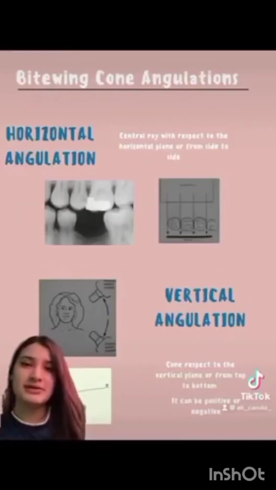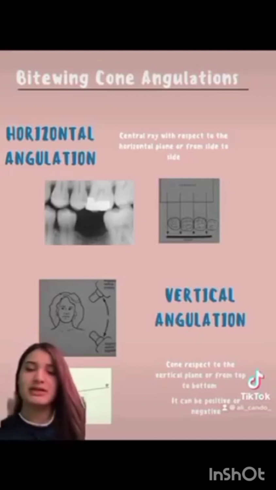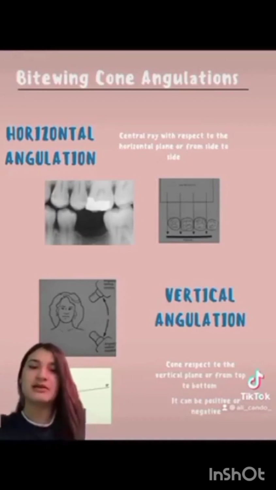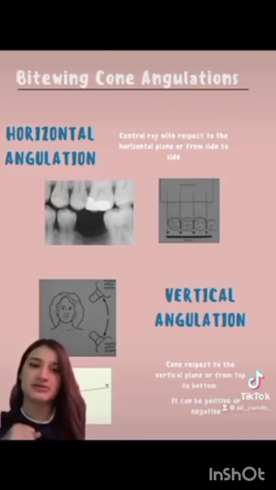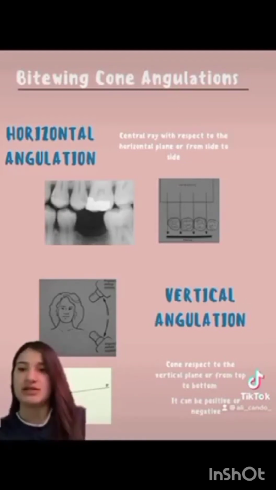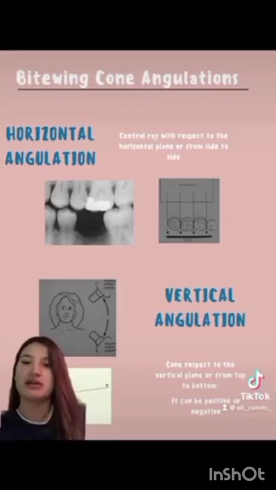Now I am going to talk about bitewing cone angulations. First is horizontal angulation. It is the placement of the central ray with respect to the horizontal plane, from side to side. As a result, the contact areas on the radiograph look open and interproximal caries can be observed.